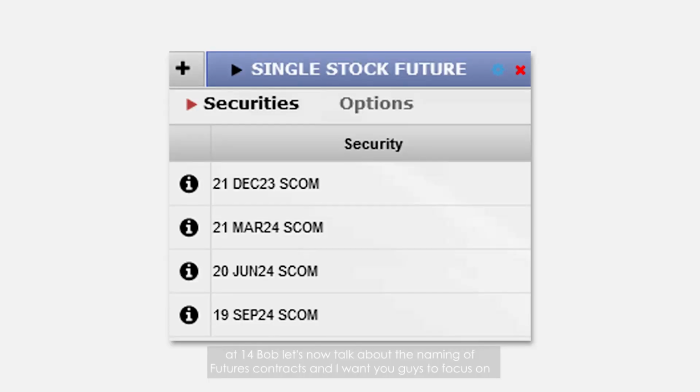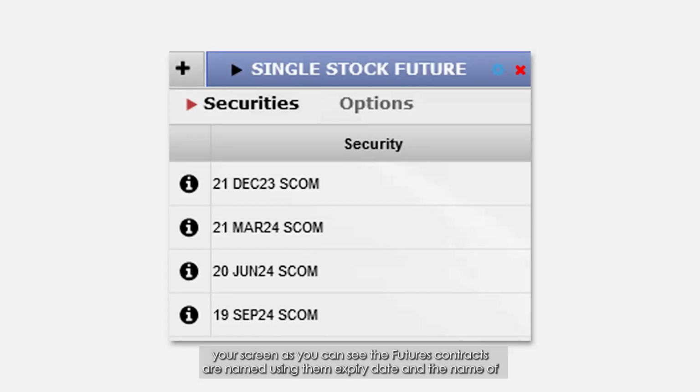Let's now talk about the naming of futures contracts. And I want you guys to focus on your screen. As you can see, the futures contracts are named using the expiry date and the name of the underlying stock. So we have 21 December, so that's the 21st of December 2023, and the underlying stock is Safaricom. We also have 21st of March 2024, and the underlying stock is Safaricom.